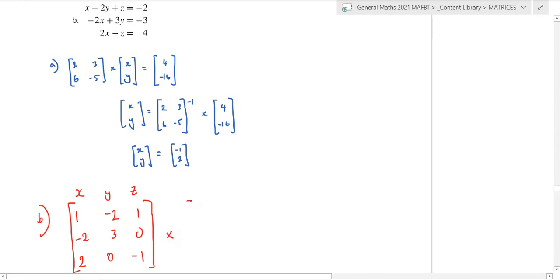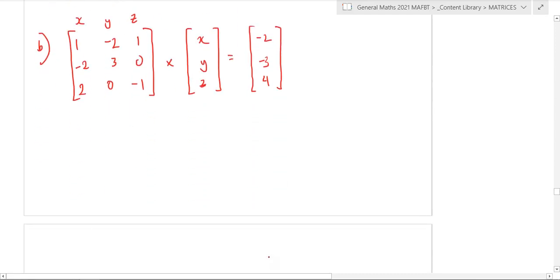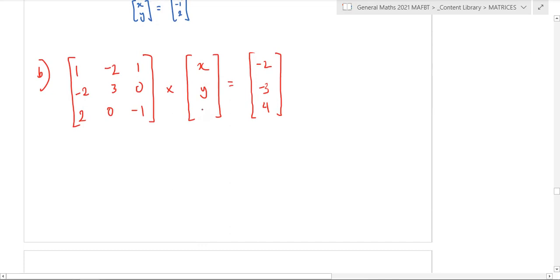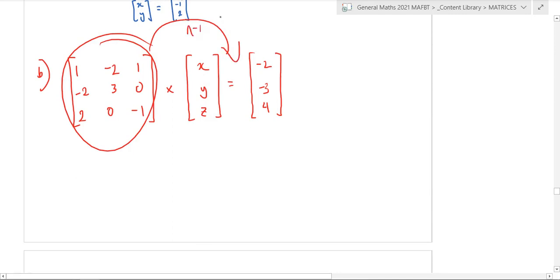Multiplied by the unknown matrix. There's 3 unknowns here, X, Y, Z. And last one is your answer matrix, so -2, -3, and 4. Easy. Now, remember, to solve this, all you have to do is isolate the unknown matrix. Let me just fix that Z. The unknown matrix, move it to the other side, becomes an inverse, to the power of -1, to get rid of it.